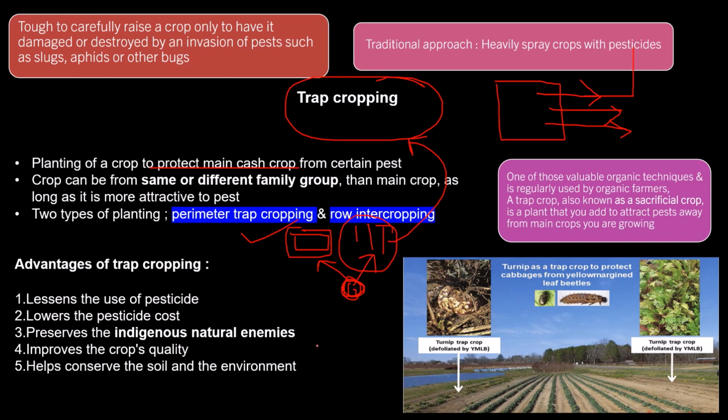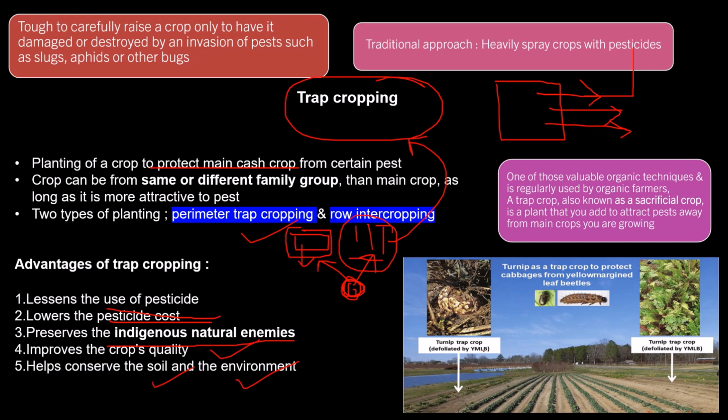Now the advantages of using a trap crop: first of all, it helps us to reduce pesticide usage, because if all the damage is happening in the trap crop itself, the other crop in the field is already protected, so there is no use of pesticide. The cost of pesticide is also subsequently reduced. It helps to preserve the indigenous natural enemies which are good for the fields. It helps to improve the crop quality. It also helps to conserve the soil and the environment. Altogether, trap cropping is a very important method which is integrated into integrated pest management techniques, as a means to prevent the use of pesticides and chemicals in the field.